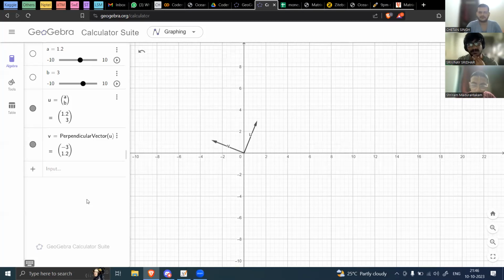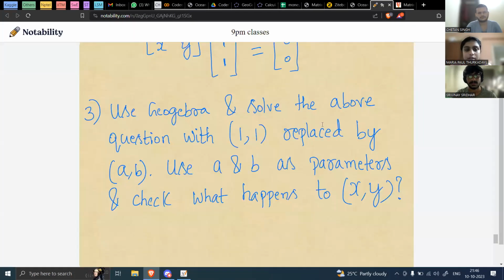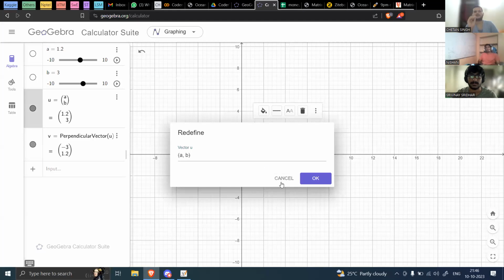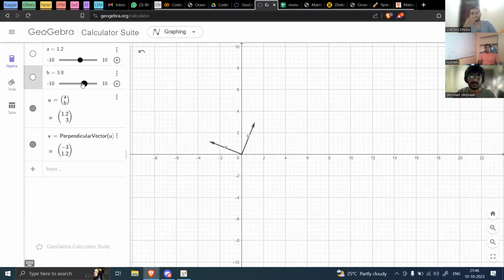We actually have linear equations, to find the equation in terms of A and B of the perpendicular. We haven't come to that point yet. What happens to x comma y? We just have to notice what is happening to x comma y. Our x comma y is the perpendicular vector to our vector u. That's it. We just have to notice what's happening.